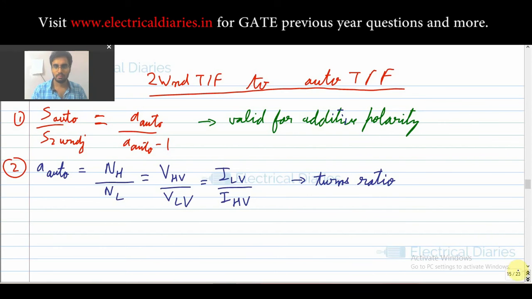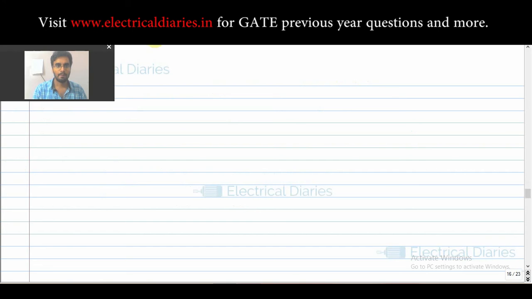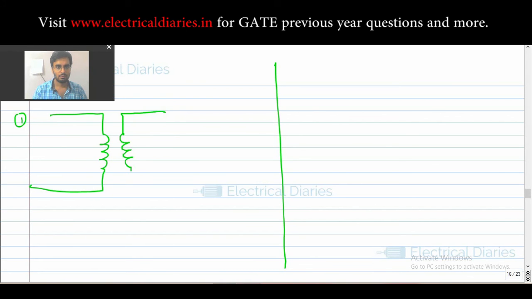Now see, this is your S two winding. Let me take a two winding transformer with this dot polarity. This is A, B, C, D. Let me say this is your V1 and this is your V2. Now I have to connect this in such a way to make an auto transformer. See how I can connect it.